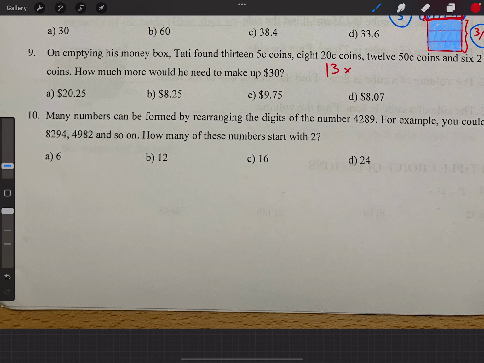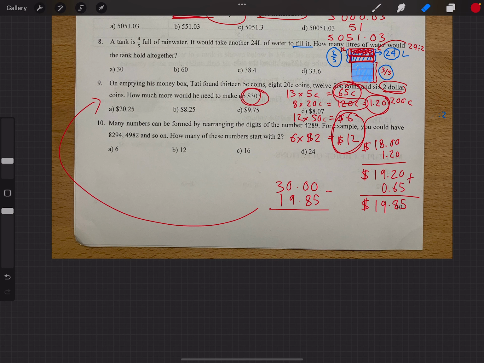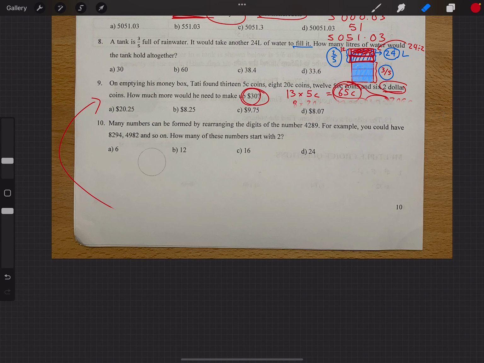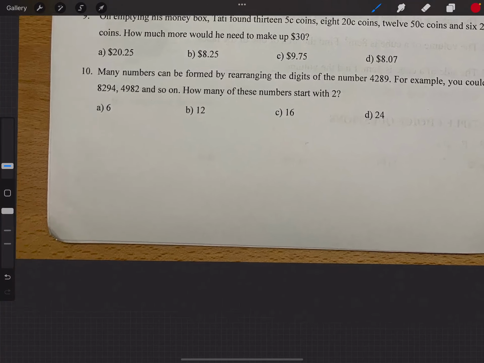So we do a subtraction. We do $30 take away $19.85 to find the difference in money that you need. Okay, work that out, get the answer for question 9. Again, I'm going to have to rub all this stuff out because I have no room here to write. You can go back and pause the video and work on questions 9 and 8 or whatever.